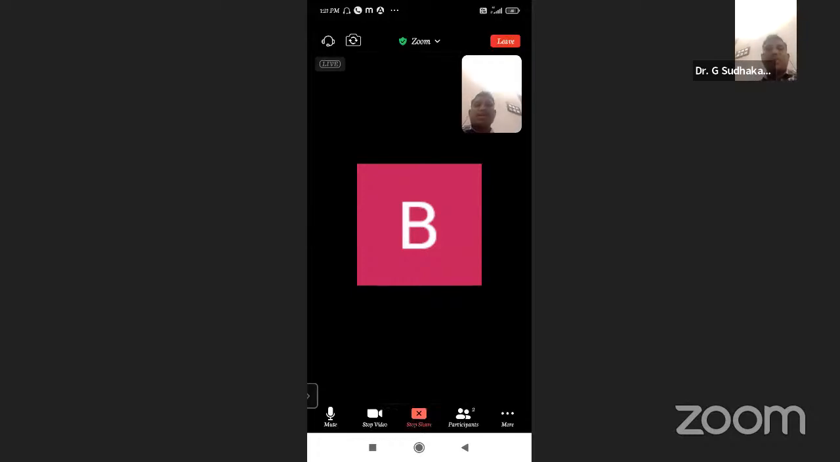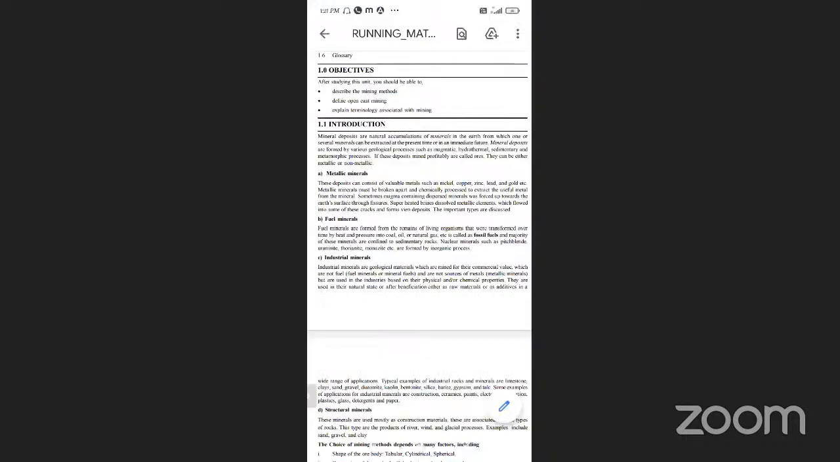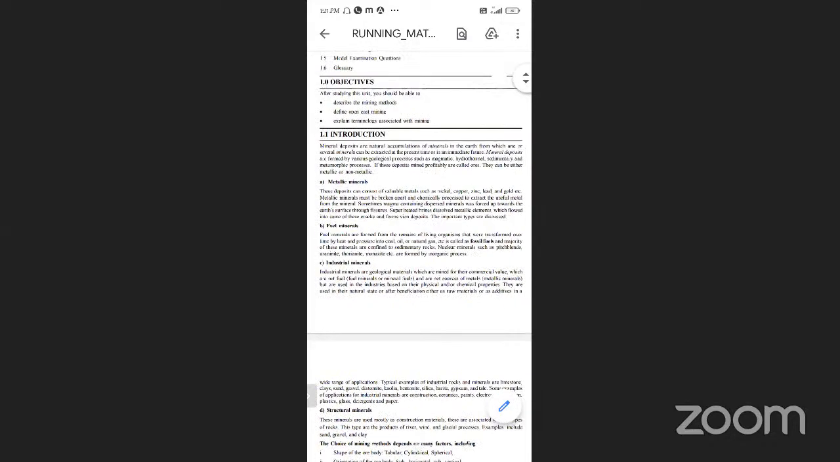So here, generally, whatever the things we are going to study in this mining geology, all these criteria which are going to be seen, the various methods. So the mineral deposits are the natural accumulations. As we know, the mineral deposits are the natural accumulations of minerals in the earth, from which one or several minerals can be extracted at the present time or in an immediate future. The mineral deposits are formed by various geological processes such as magmatic, hydrothermal, sedimentary, and metamorphic processes.